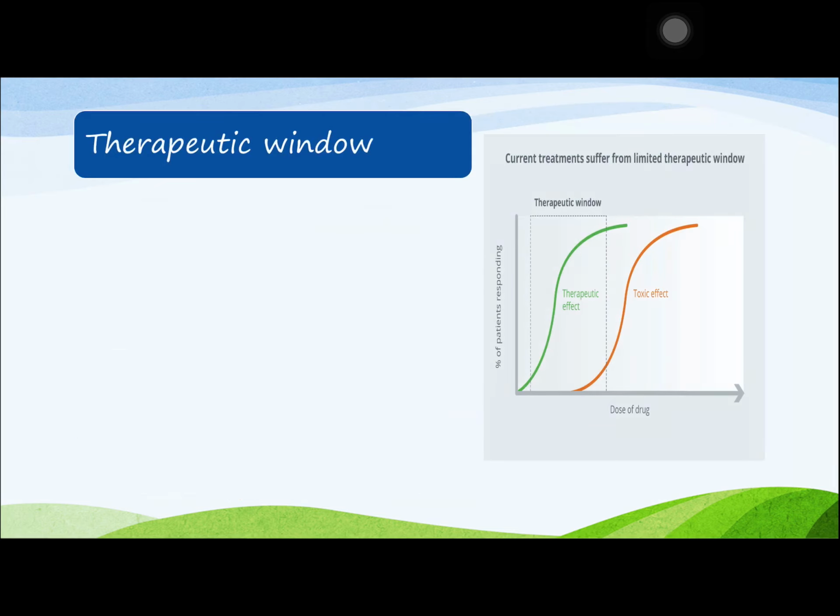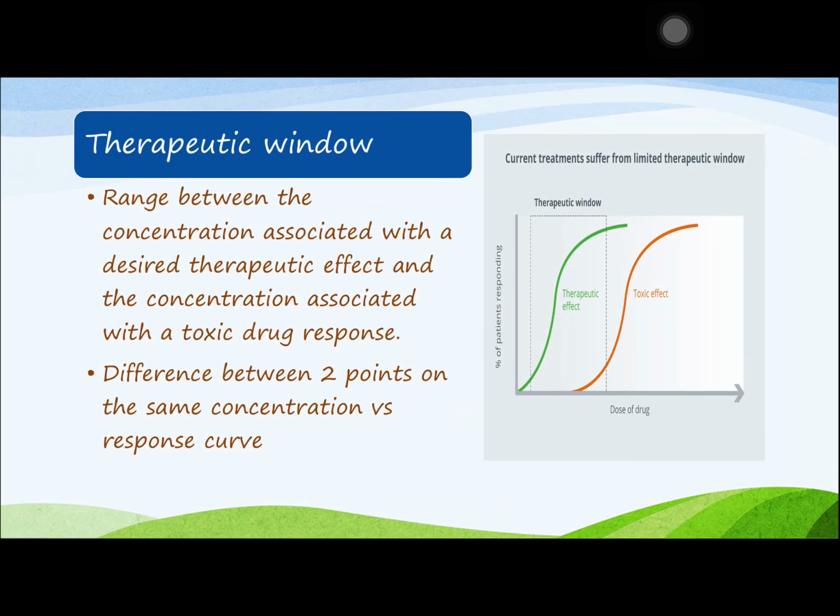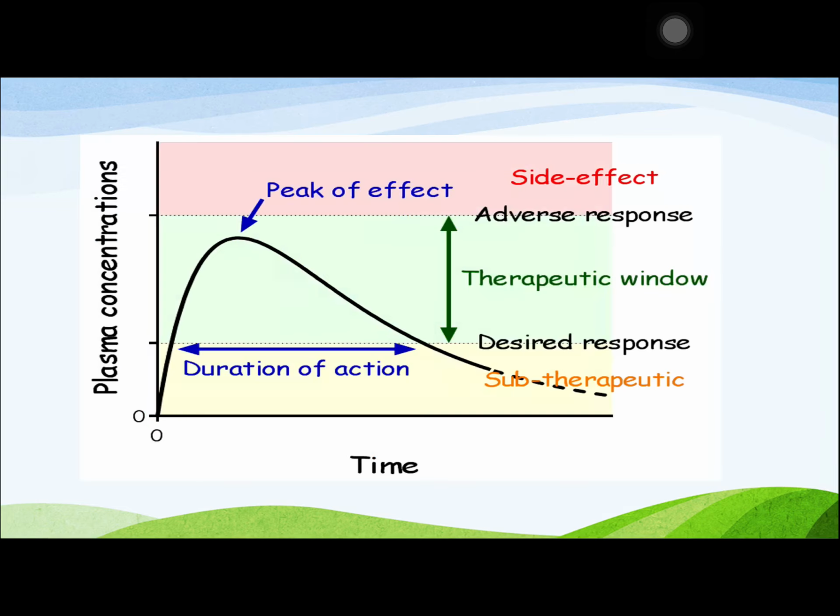The therapeutic window, on the other hand, is the range between the concentration associated with the desired therapeutic effect and the concentration associated with the toxic effect. This is plotted as the area covered by the green curve. This diagram shows the interconnectivity of the therapeutic window with other concepts.